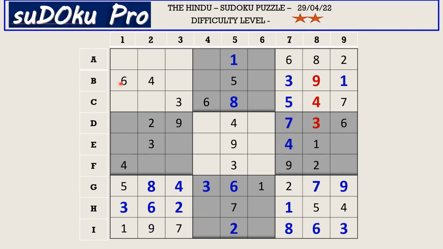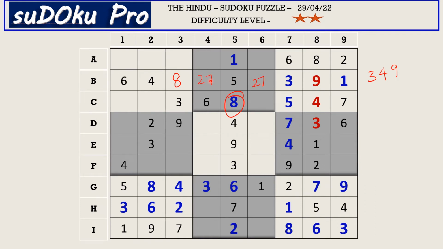In B row there are 3 empty cells. This 8 blocks these two cells. So 8 goes here in B3. Now in B row, the missing numbers are 2 and 7, but we do not have clues of 2 and 7. So let us assume that there is 2 and 7 in these two cells. Now in this third block we have only 3 empty cells. The missing numbers are 3, 4 and 9. Anyway, let me write 2 and 7 for your reference here, otherwise you'll get confused.